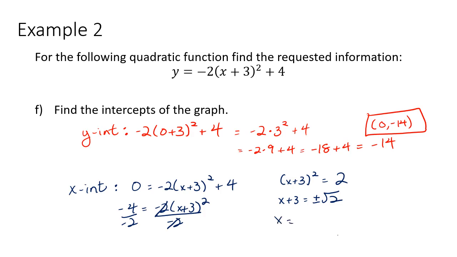And then I'm just going to subtract the 3 across to the other side. In this case, because the square root stuck around, we can't really simplify that. It just is what it is. So if we needed to write this as an ordered pair, it's not going to be the nicest thing in the world. We've got (-3 minus the square root of 2, 0). And we've got (-3 plus the square root of 2, 0).